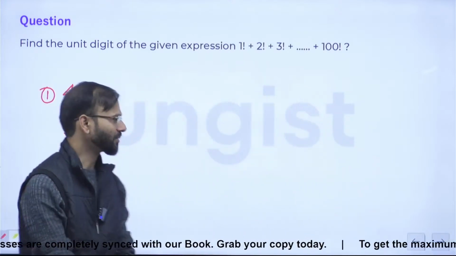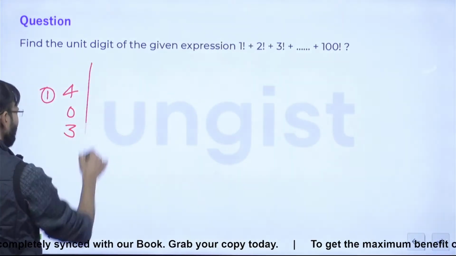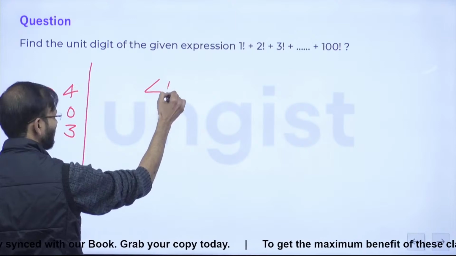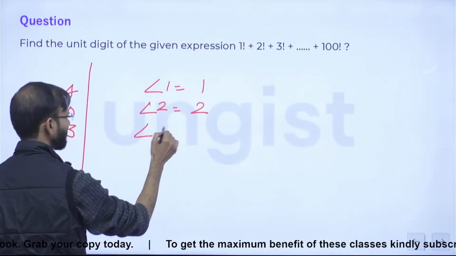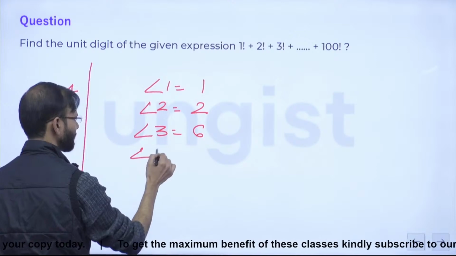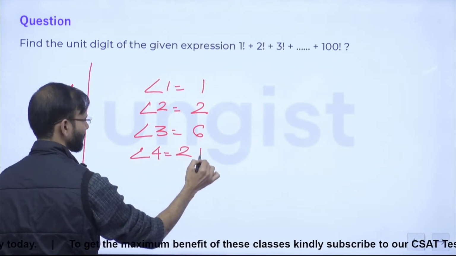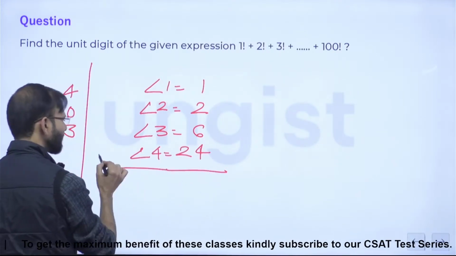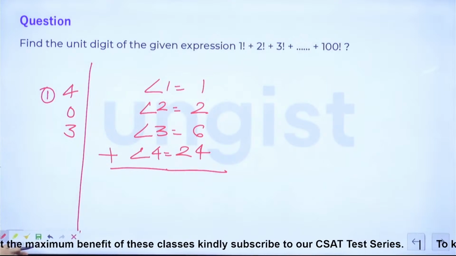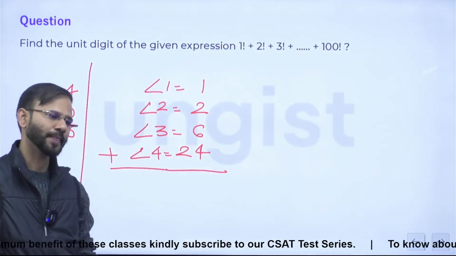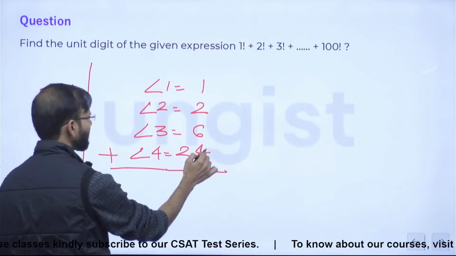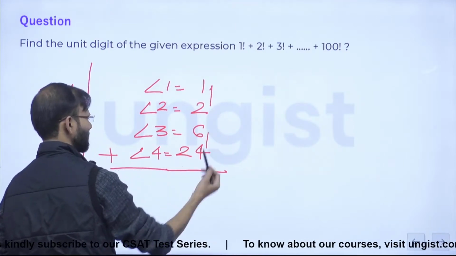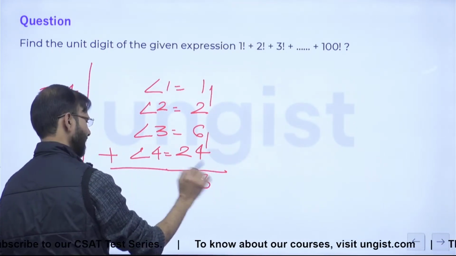Guys, इधर देखिए जरा एक बार. मुझे एक बात बताइएगा. Factorial 1 is what? 1. Factorial 2, 2. Factorial 3, 6. Factorial 4, 24. Guys, if I add till here, right, what is the unit digit? 3, right? Because 6 plus 4, 10, 1 plus 2, 3. So 10 plus 3 is 13. Unit digit is 3, right?